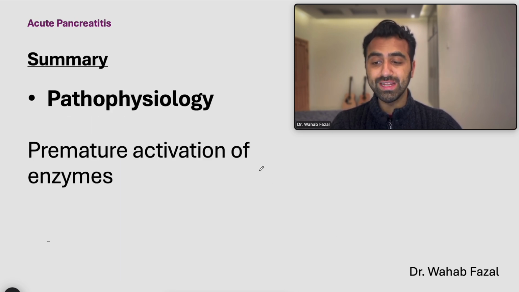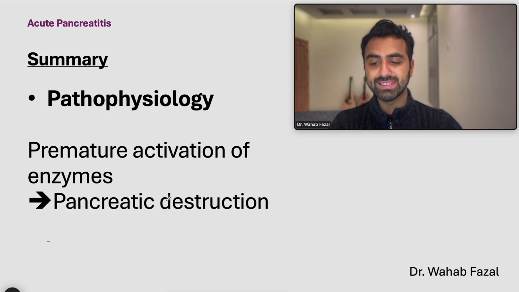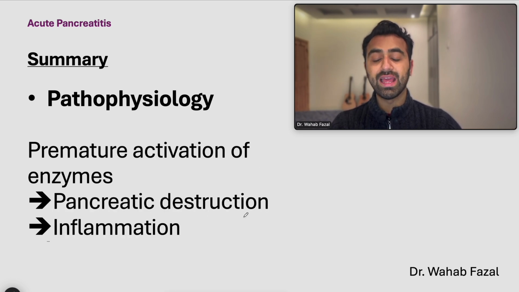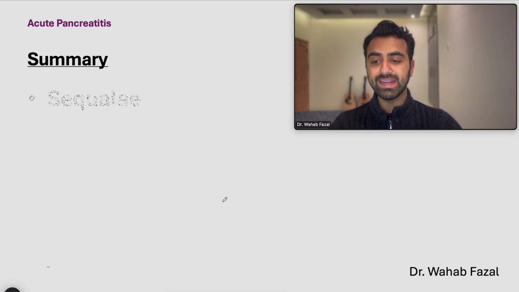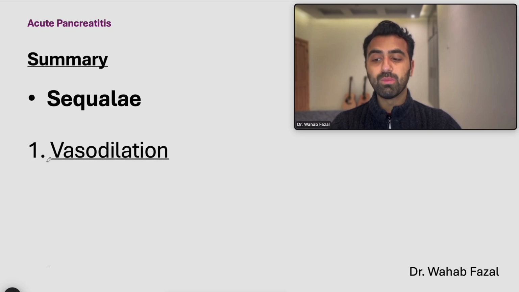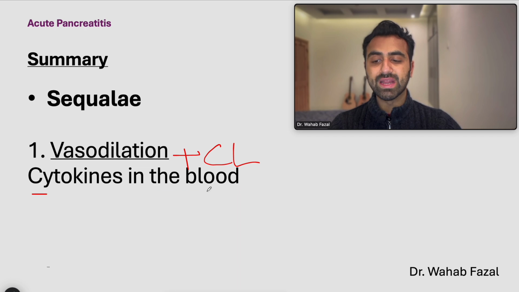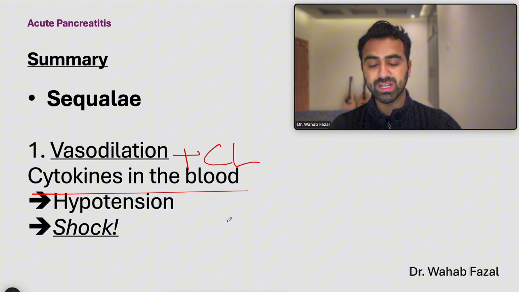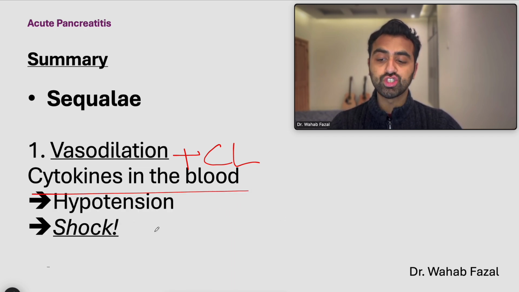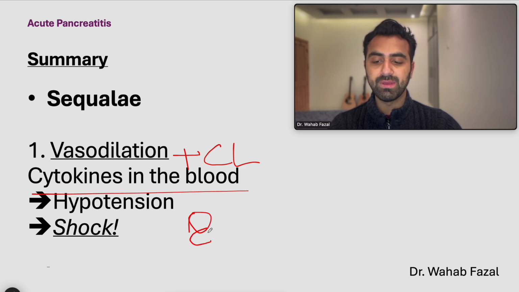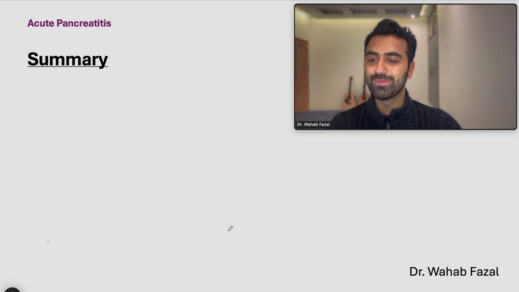What's the pathophysiology? You get premature activation of the enzyme that leads to pancreatic destruction, that leads to inflammation, which is pancreatitis. What's the sequelae? The most important sequelae is vasodilation plus capillary leakage. You get the cytokines in the blood which lead to hypotension and can lead to shock. This shock can be very, very deadly. This is me trying to make a skull, but I did a horrible job at it.